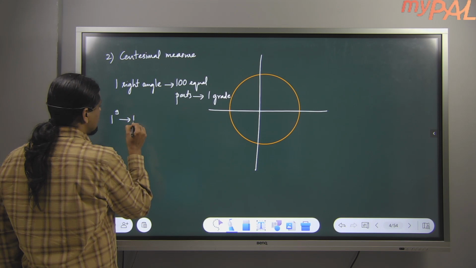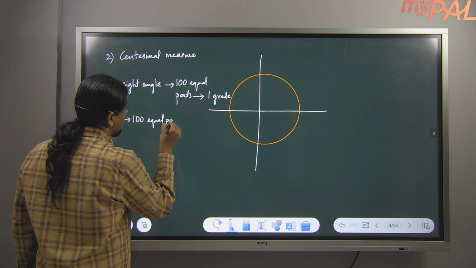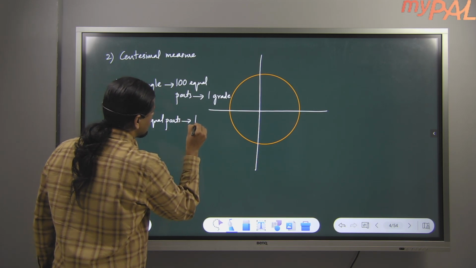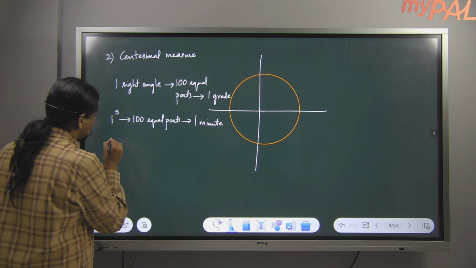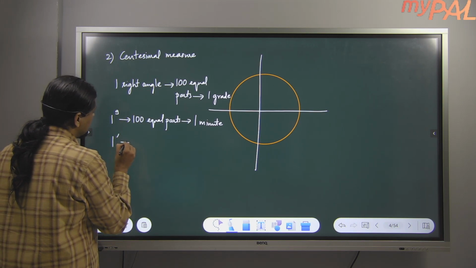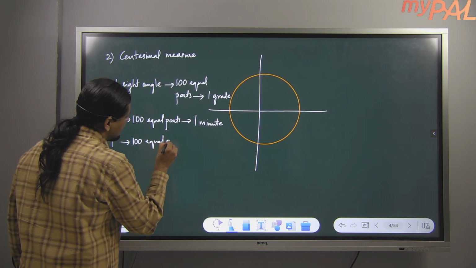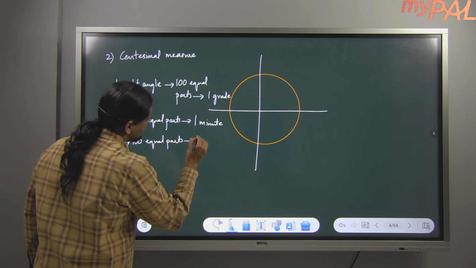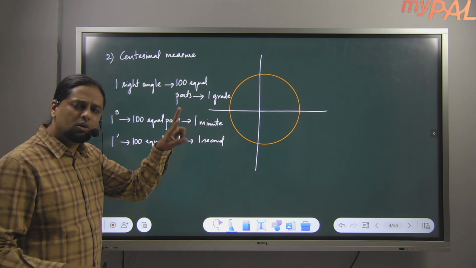Each grade is again divided into 100 equal parts, and here each part is called a minute. Again, 1 minute is divided into 100 equal parts, where each part will be called a second. This minute and second are commonly used for both the systems.